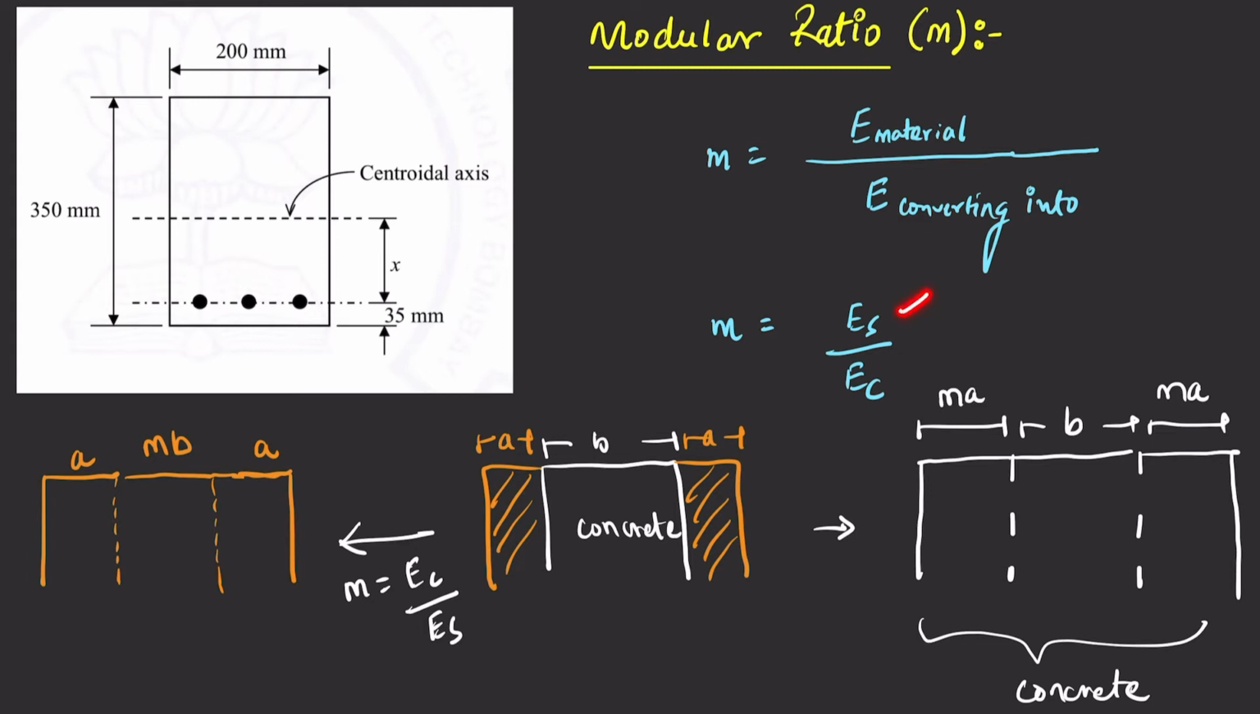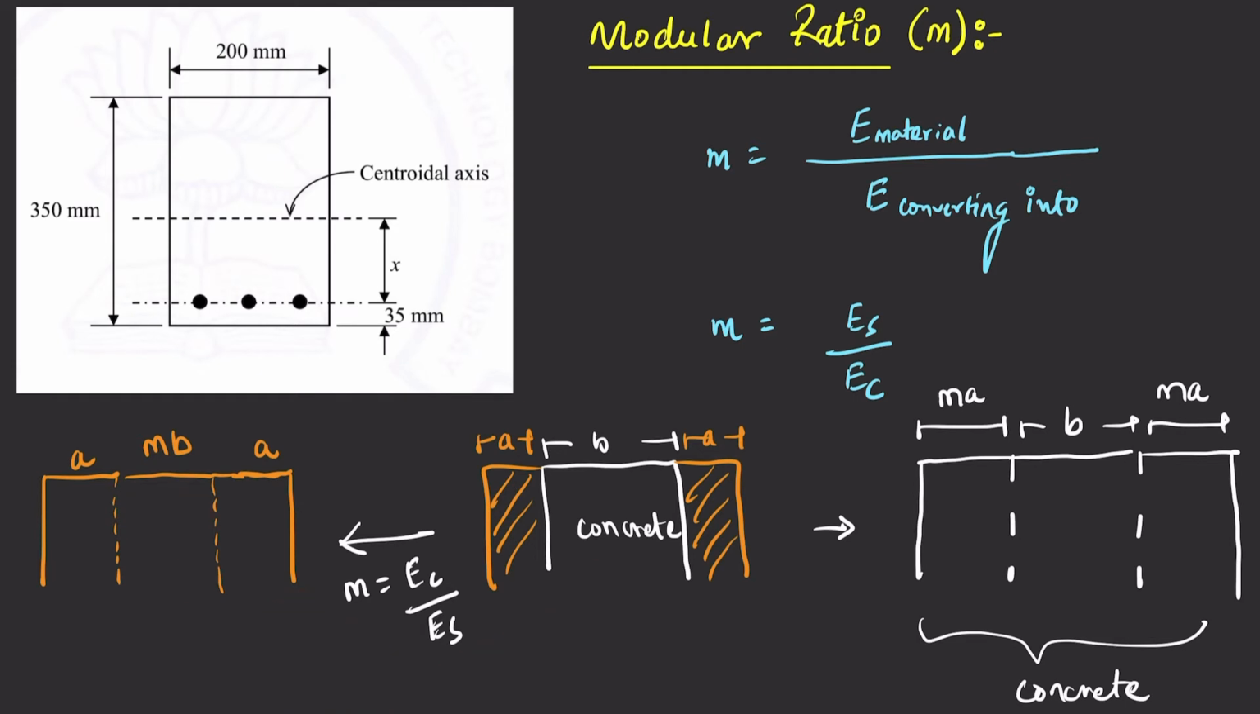Since we know that elasticity of steel is greater than the elasticity of concrete, when we are changing from steel to concrete, the modular ratio will be greater than 1. Thus you can see there is an increase in width, whereas in the other case the modular ratio is less than 1, so there is a decrease in width. I guess this clears the concept of modular ratio.